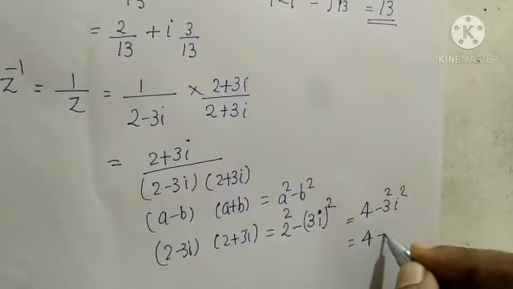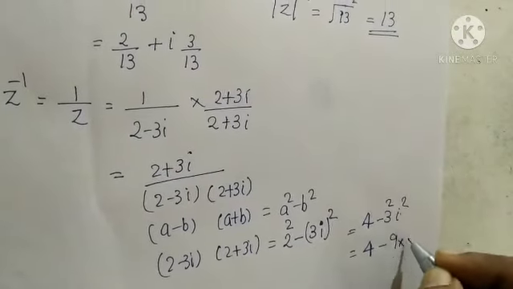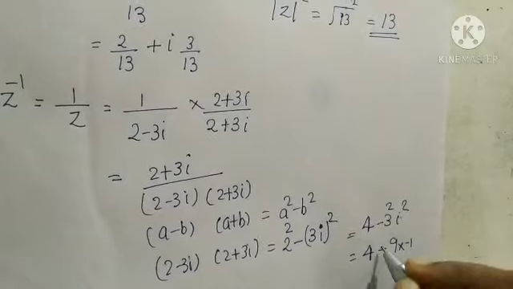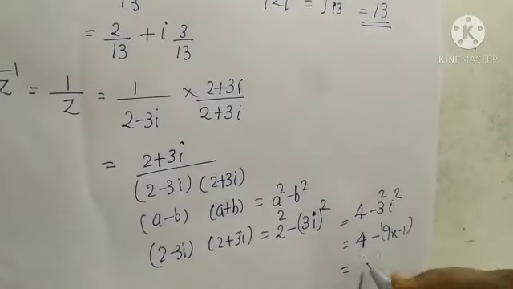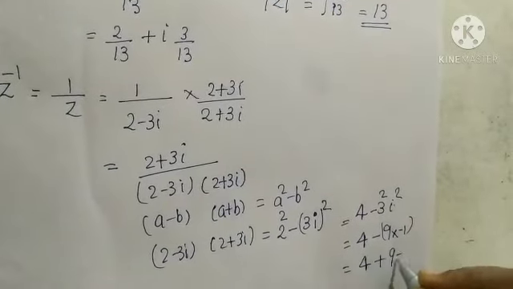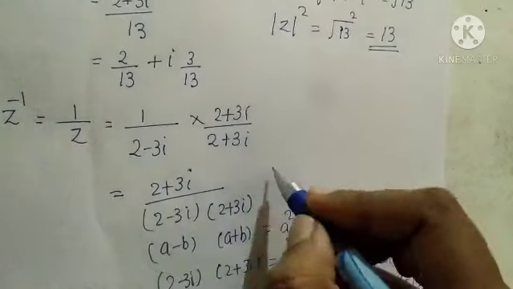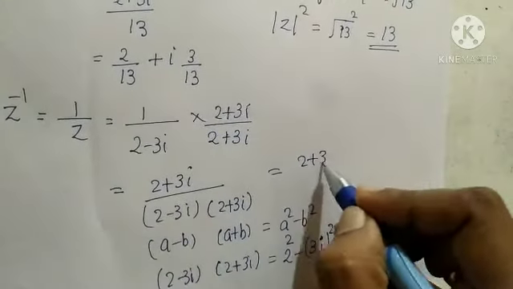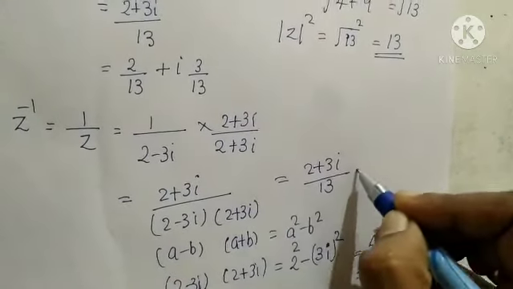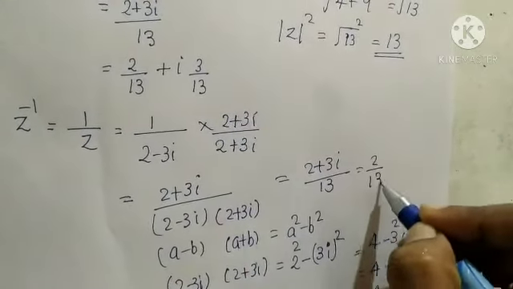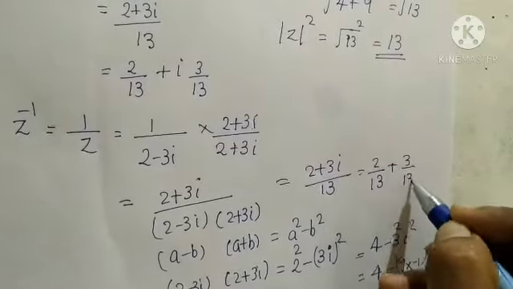So 4 minus 9 into i square, whose value is minus 1. So this minus and minus will become positive, 4 plus 9 equal to 13. So the final answer will be 2 plus 3i divided by 13, or it can be written as 2 by 13 plus 3 by 13 i.